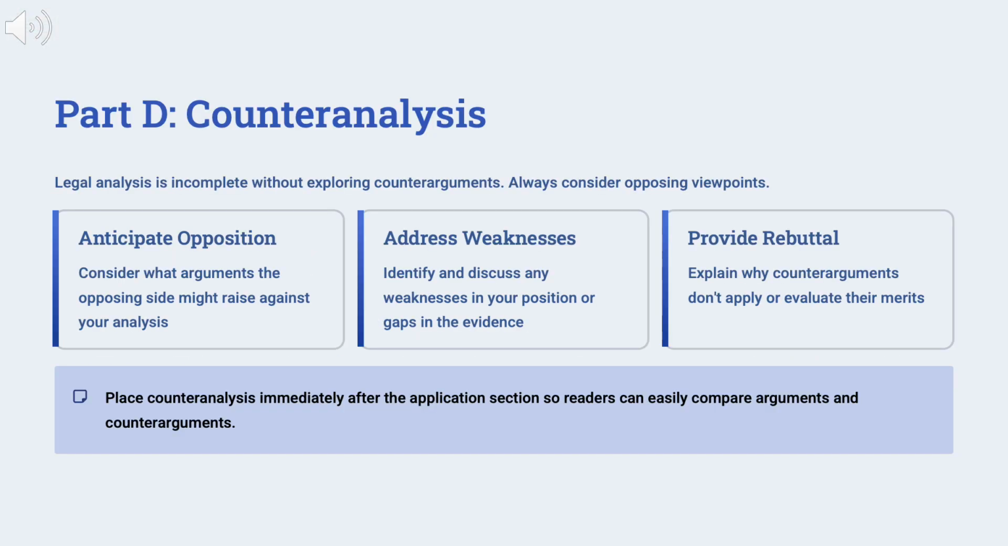Part D of the analysis section, the counter-analysis, is the component that transforms a one-sided summary of favorable law into a genuine legal analysis. Legal analysis is not complete until opposing arguments have been identified, examined, and addressed. No legal position is without vulnerabilities, and the supervising attorney needs to know what those vulnerabilities are. The counter-analysis serves three functions.